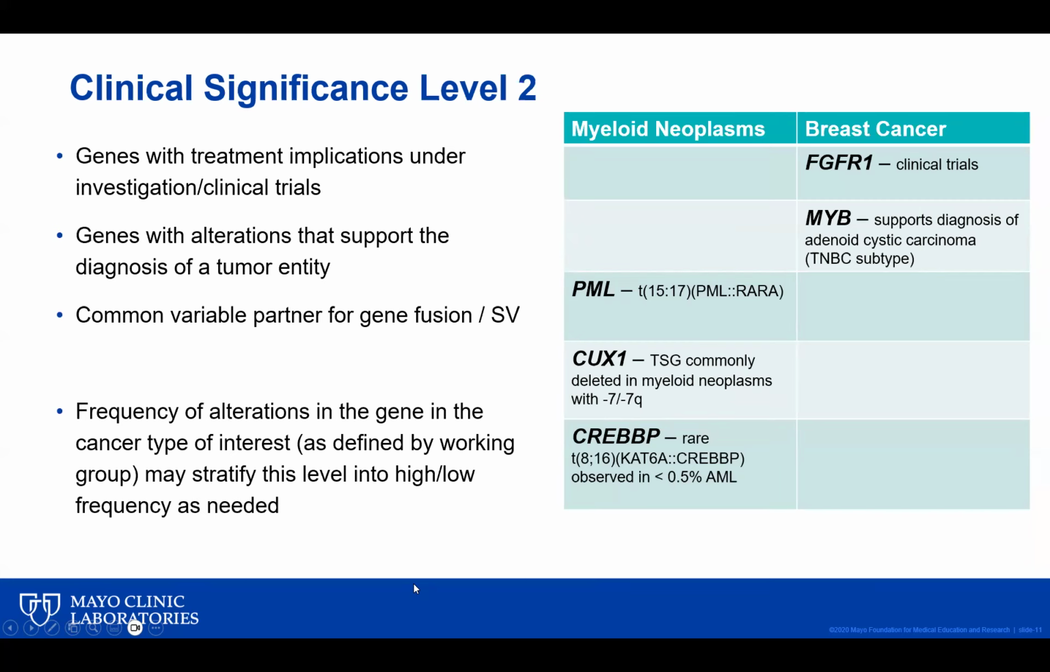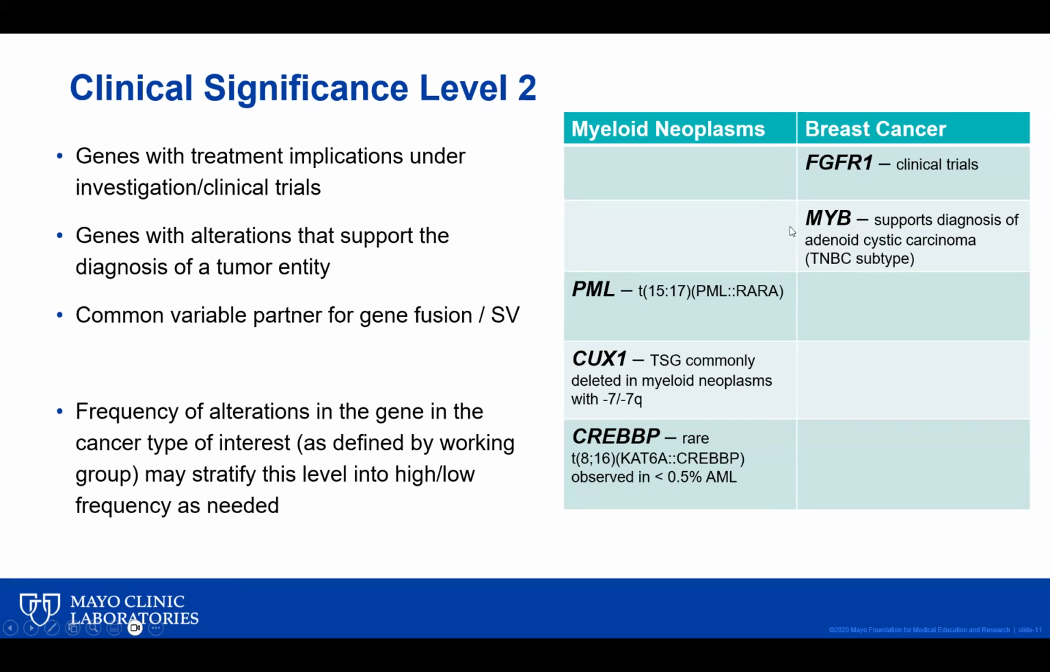Under clinical significance 2, which would be the next tier down, we included genes with treatment implications that are under investigation. So they do not have approved treatment yet. This would include FGFR1 for breast cancer. Also genes with alterations that support the diagnosis of a tumor entity. And then this would include something like MYB.